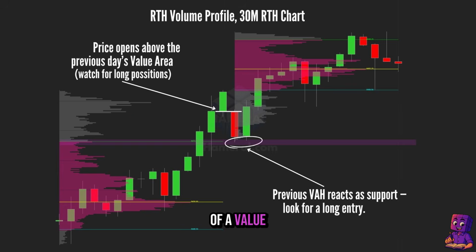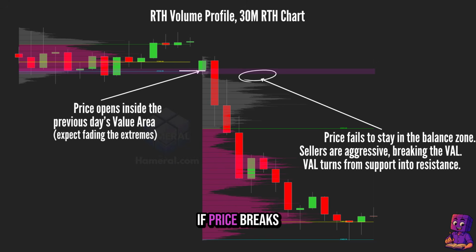Setup 2. Breakout of a value with VAH/VAL flip. If price breaks above VAH, VAH can flip from resistance into support, target the next value area/HVN zone. If price breaks below VAL, VAL can flip into resistance, target the next value area/HVN zone. Tip: a clean breakout with strong volume is more reliable. Weak or choppy moves outside value often fail back inside.